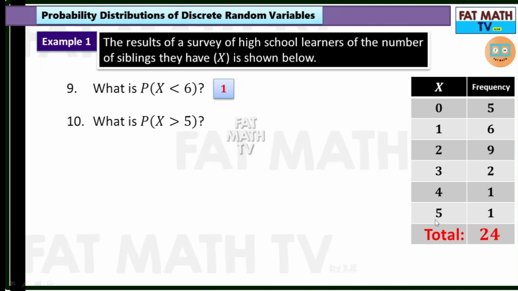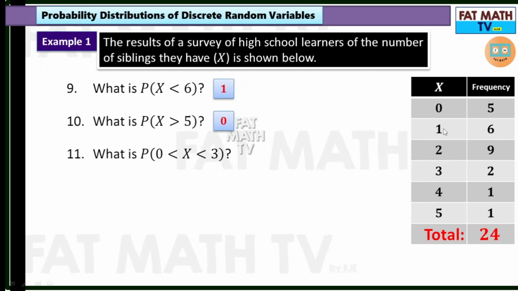So the probability that the number of siblings is greater than 5 is 0. There's no chance that we will select a learner with more than 5 siblings. What is the probability that x is greater than 0 but less than 3? Greater than 0 but less than 3 should be 1 or 2.